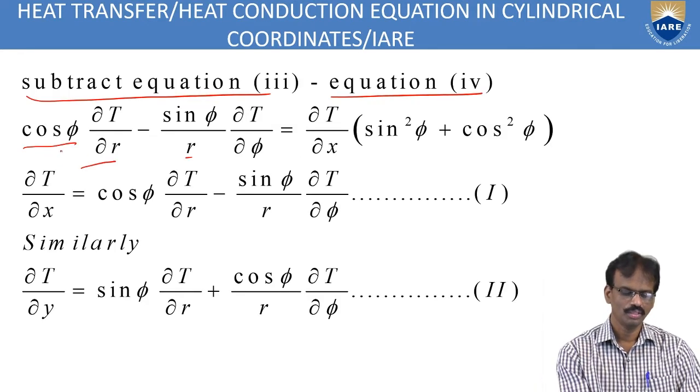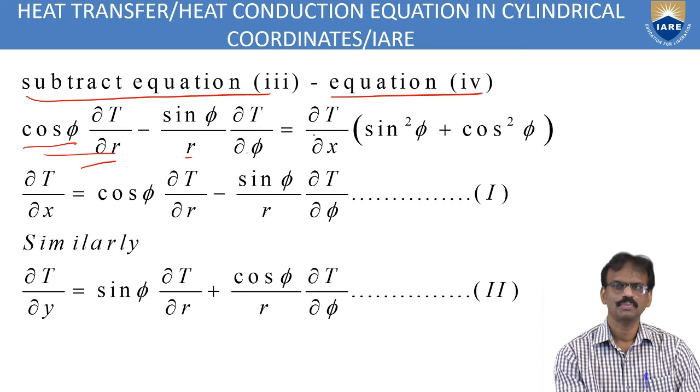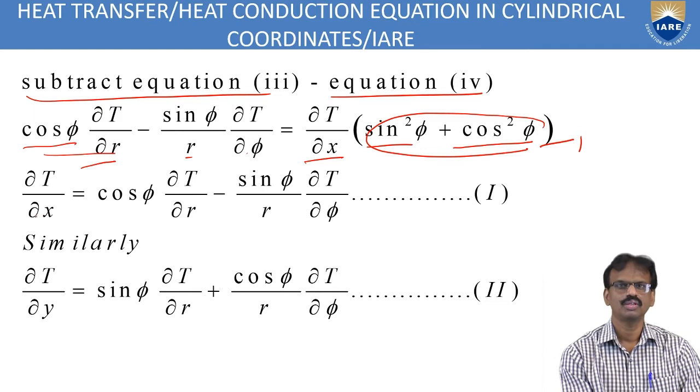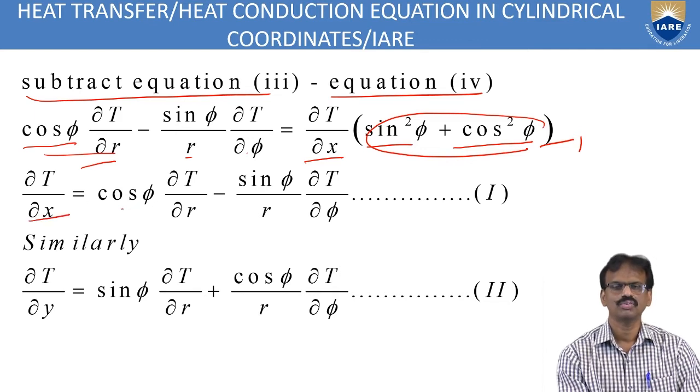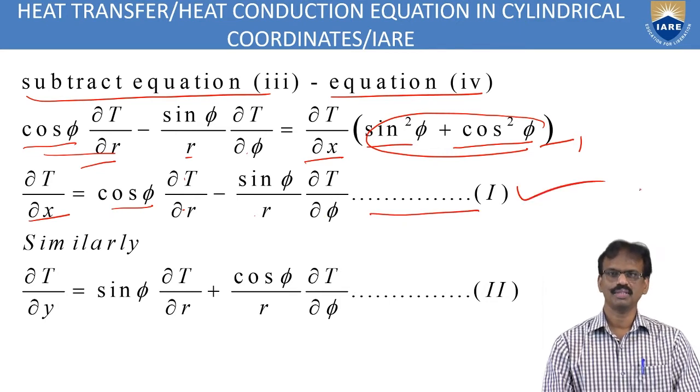So on the left side, cos phi ∂T/∂r minus sin phi by r into ∂T/∂phi is equal to ∂T/∂x, the common term, times sin square phi plus cos square phi. You know that this value is equal to 1. Okay. So finally the equation is ∂T/∂x equals cos phi ∂T/∂r minus sin phi by r into ∂T/∂phi. So this is the key equation. You can take this one.